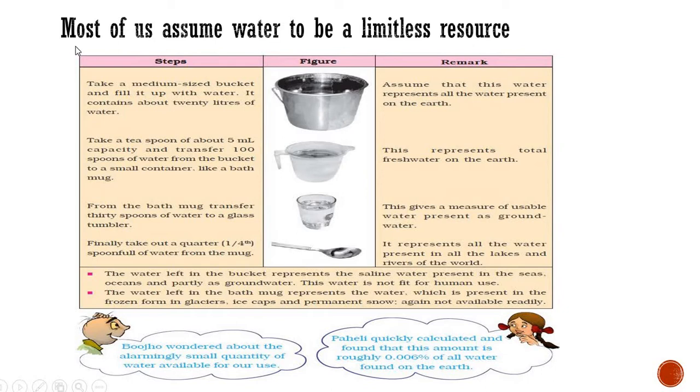This is the activity which is based on the idea that most of us assume water to be a limitless resource. So let us understand with the help of this activity. It requires four things: a bucket, a bath mug, a tumbler and one spoon. Take a medium-sized bucket and fill it up with water. It contains about 20 liters of water.